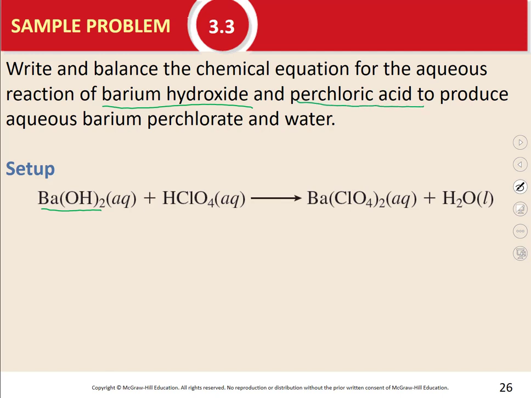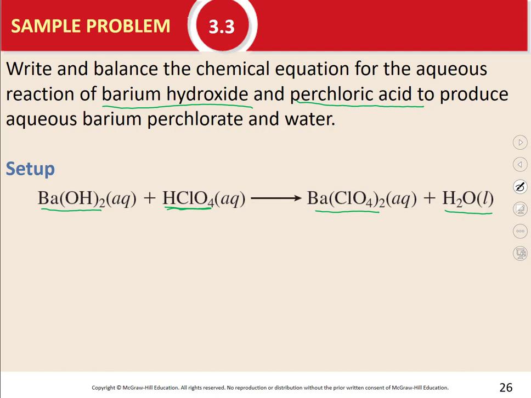perchloric acid. So perchloric acid is based on the perchlorate ion. So perchlorate is ClO4, it has a 1 negative charge, so we have just 1 hydrogen. So there's our perchloric acid. To produce aqueous barium perchlorate, so there's our barium perchlorate. And water of course can't be aqueous because aqueous means dissolved in water. It's just going to be a liquid. So the problem is this is not balanced.